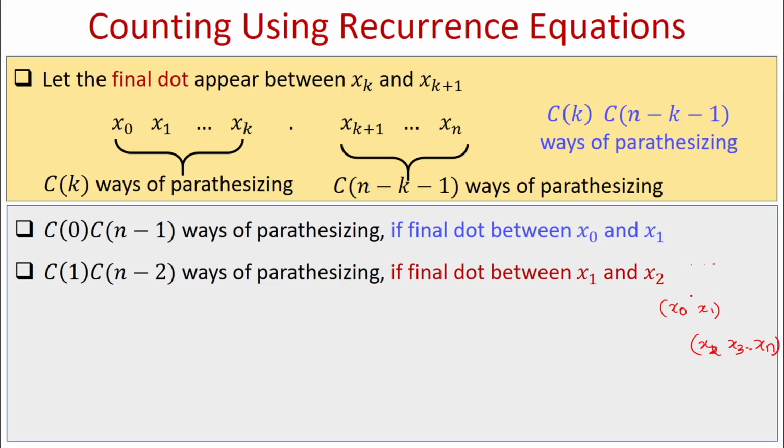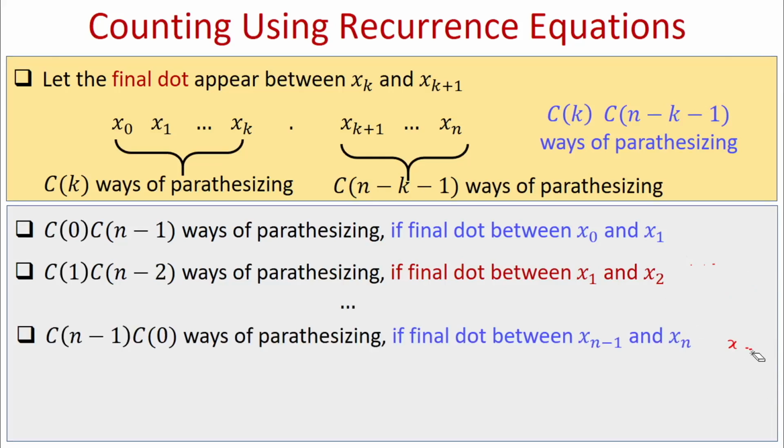So there are c of 1 ways of parenthesizing this part. There are c of n minus 2 ways of parenthesizing this part. And if I multiply c of 1 with c of n minus 2, that gives me the total number of ways of parenthesizing where the final dot would have appeared between x1 and x2, right? And now if I continue like that, I can argue that if the final dot is between x of n minus 1 and x of n, then the total ways of parenthesizing will be the product of c of n minus 1 and c of 0, right?